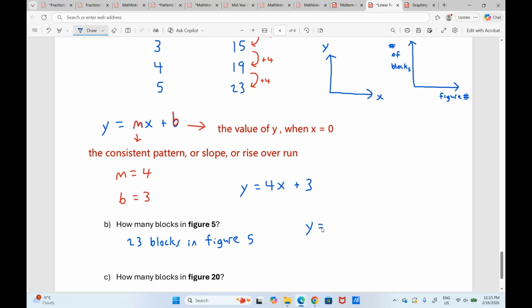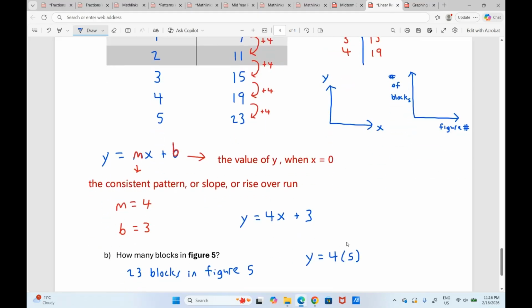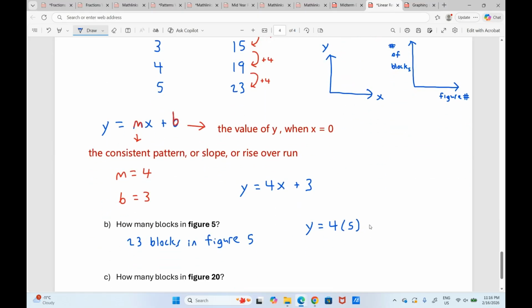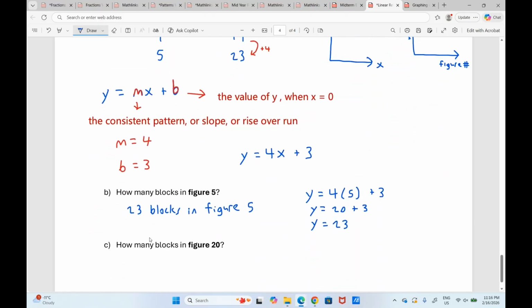So let's say instead of writing 4x plus 3, I'm going to write 4 times 5. So remember, 4x means 4 times x. So instead of writing 4 times x, I'm going to write 4 times 5 because my figure number is 5 and figure number represents my x value. So I got 4 times 5 plus 3. Well, 4 times 5 is 20, and then I still have to add 3 to it. So in this case, 20 plus 3 is 23. So y equals 23 when my figure number is 5, and y represents my number of blocks. So I got 23 blocks in figure 5, just like how I did it here.